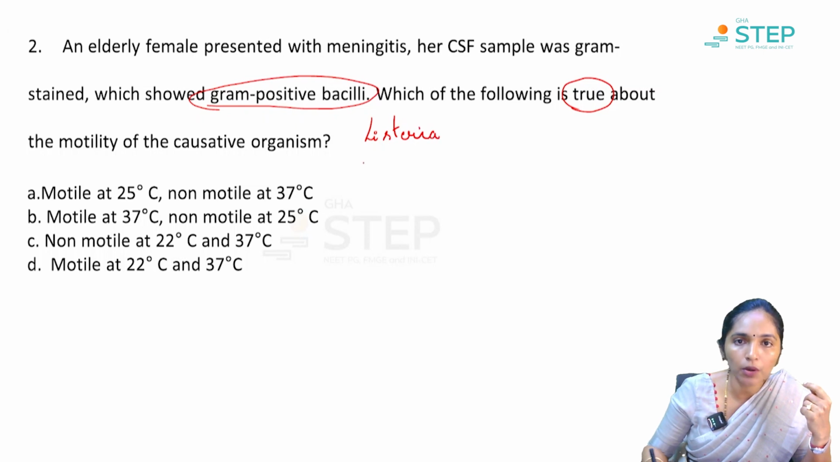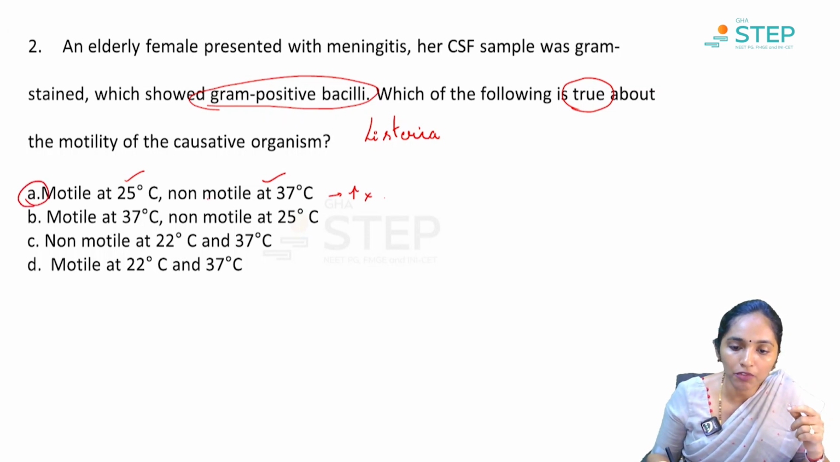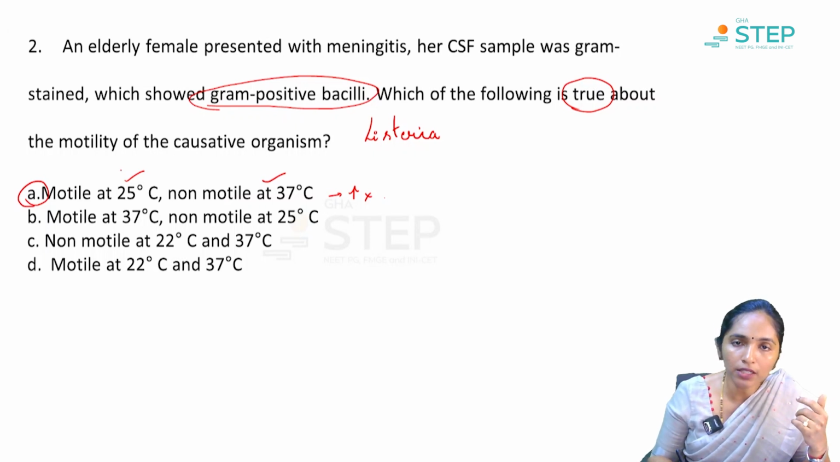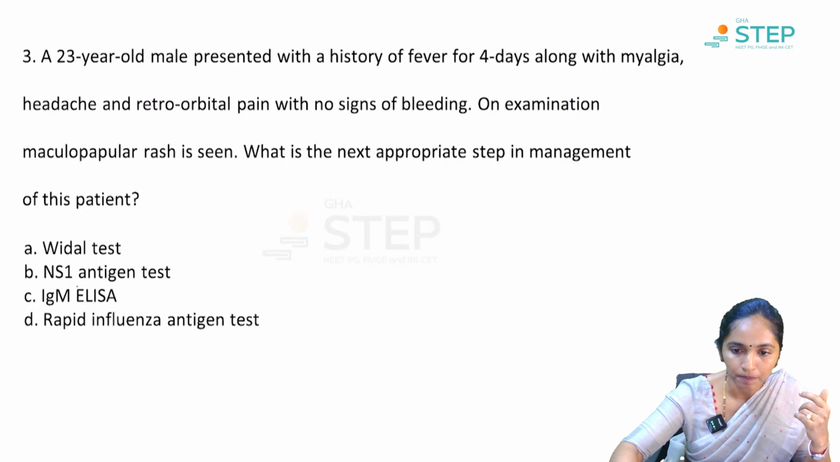And what is true about its motility? It is motile at 25 degrees. At lower temperature, it is motile. Non-motile at 37 degrees, because as temperature increases, it does not feel like moving. So the correct option is Listeria monocytogenes, motile at 25 degrees but non-motile at 37 degrees Celsius. As we have got the right answer, we need not waste time checking the other answers.